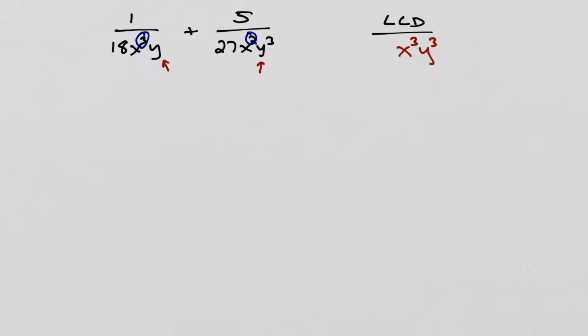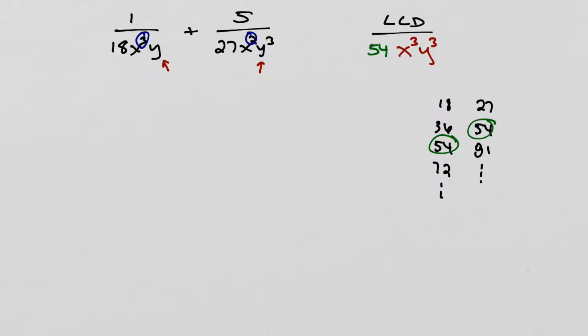And then if we think about 18 and 27, if we think about their least common multiples, the multiples of 18 are 18, 36, 54, 72, and that keeps on going. And then for 27, its multiples are 27, 54, 81, and it keeps on going. But we can see right here that 54 is the least common multiple. So the least common denominator is going to be a 54x cubed y cubed.